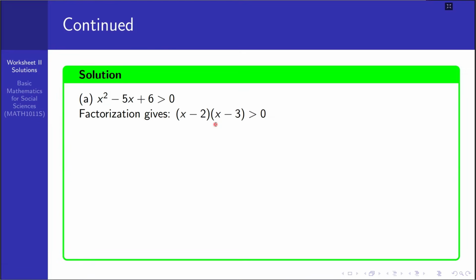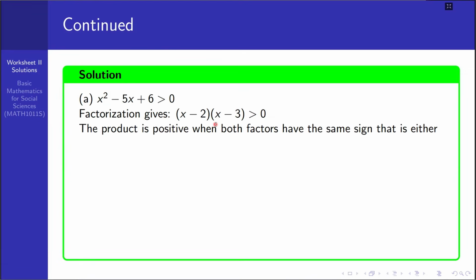The product is positive when both factors have the same sign. That is either the first case, that simply both x minus 2 and x minus 3 are positive.